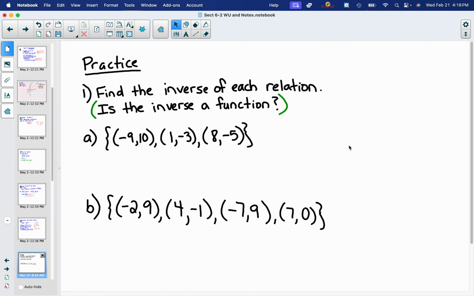So for this next one, I highly recommend you pause this and try answering the question. Find the inverse of each relation and then tell whether or not the inverse is a function. And if you forgot what to do on that, I'll remind you. But pause it and give this a try.